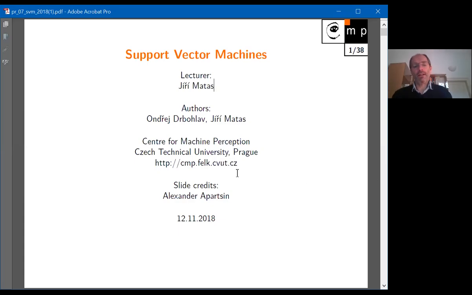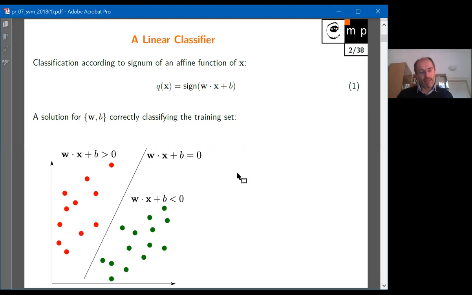Okay, so hello, welcome to the support vector machines lecture. The support vector machines in this basic form are linear classifiers.